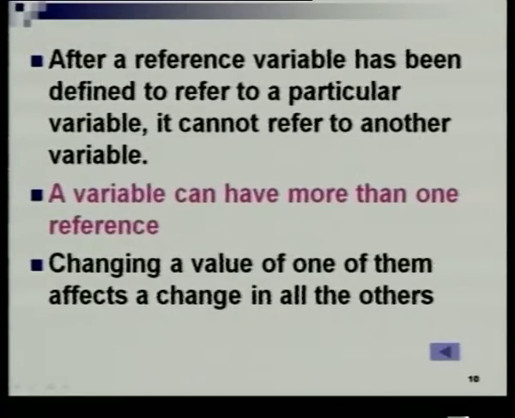We have the original variable. When we initialize that reference to one particular variable, we cannot change its reference to another. So, this is to be kept in mind when we are executing functions using this alias method. And a variable can have more than one reference.